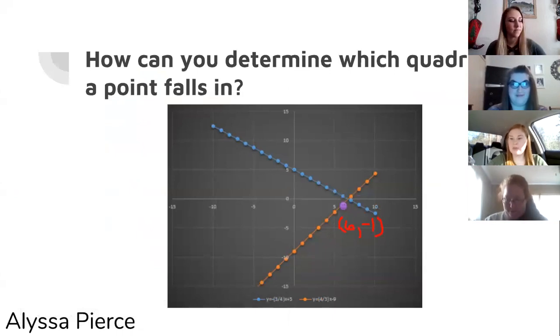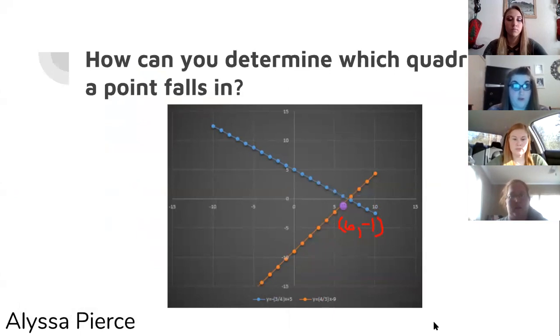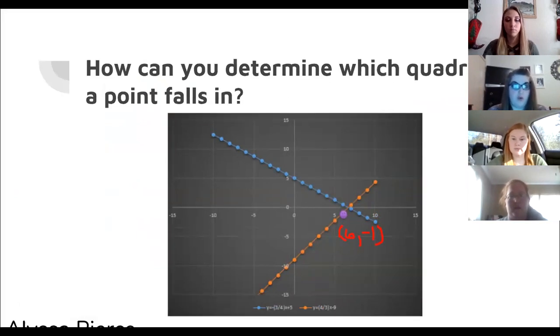Melissa, how can you determine which quadrant a point falls in? Well, to determine that, first we must label the 4 quadrants on a coordinate plane. Starting in the upper right corner, you see a square thanks to the x and y axis. From there you go counterclockwise to quadrants 2, 3, and 4. Quadrant 1 is where both x and y of an ordered pair are positive. In quadrant 2, x is negative and y is positive. In quadrant 3, x and y are both negative. And lastly, in quadrant 4, x is positive and y is negative.